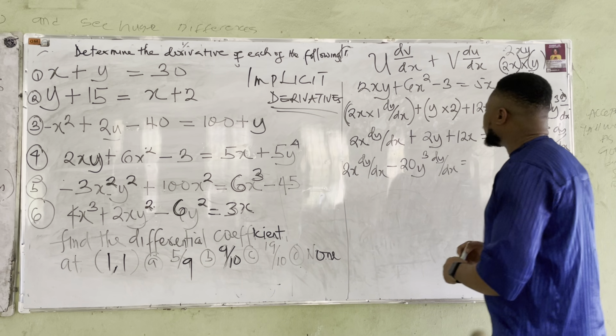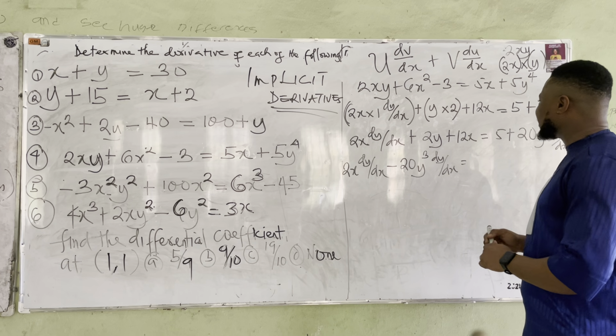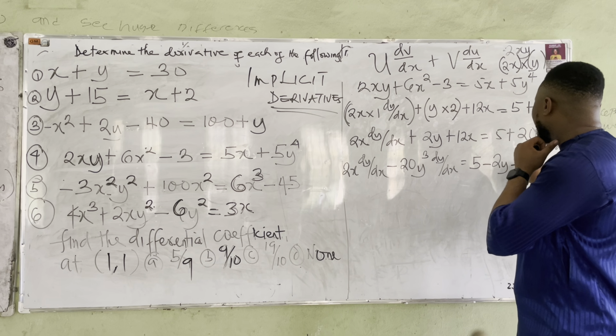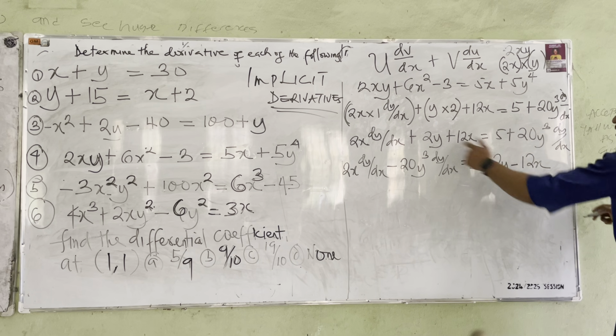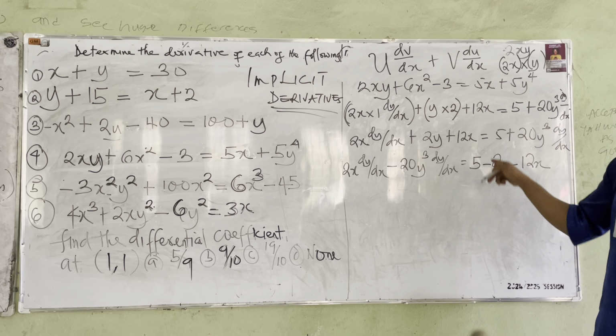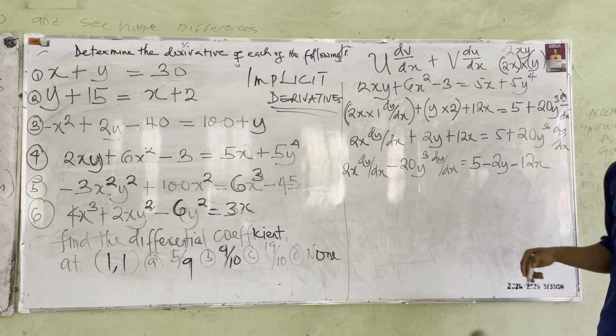Then the things that do not have dy over dx, we move it to the right hand side. This will be 5 minus 2y minus what? 12x. Are you seeing it? 5 was already here now. I moved 2y, it became minus 2y. I moved 12x, it became minus 12x, right?